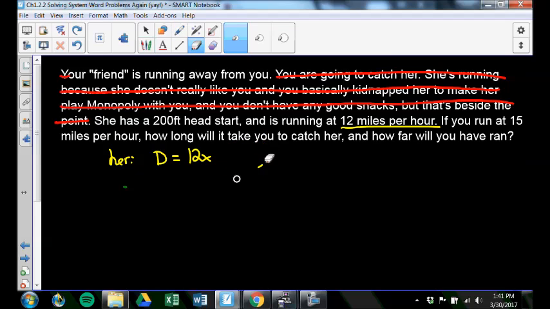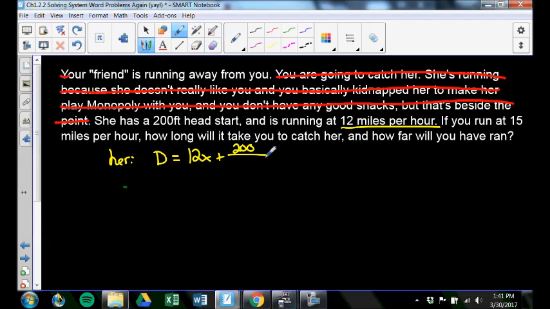So the way that we have to express that is in terms of miles. 200 feet is 200/5,280ths of a mile. Because there's 5,280 feet in a mile.